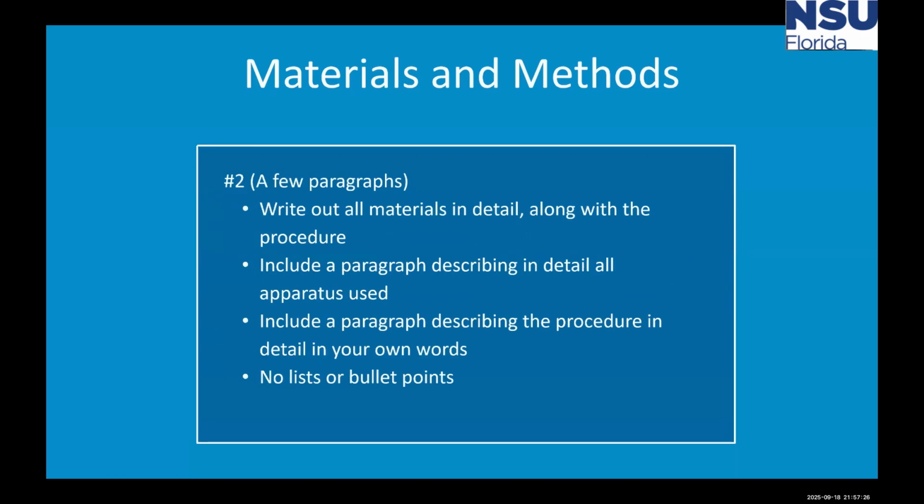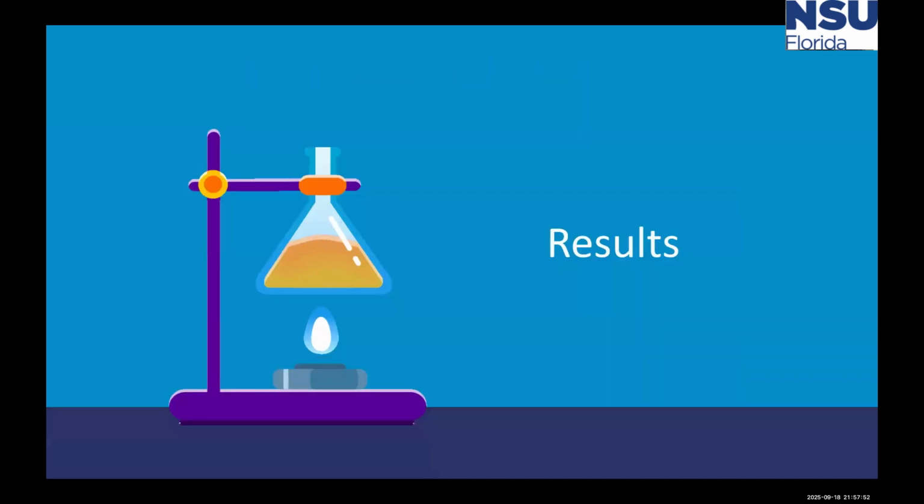And then the second way that you can do this is slightly longer. You can write out all materials in detail along with the procedure. You can include a paragraph describing in detail all of the apparatus used. You can include a paragraph describing the procedure in detail in your own words. And keep in mind that this should be written in paragraph form. You should not be listing anything, or you should not have any bullet points.